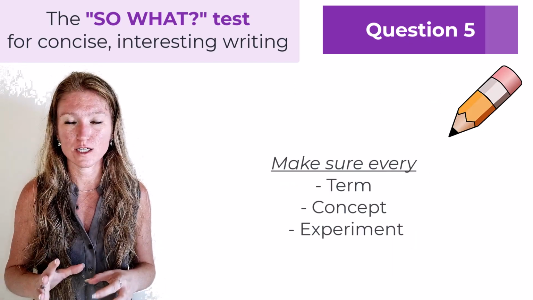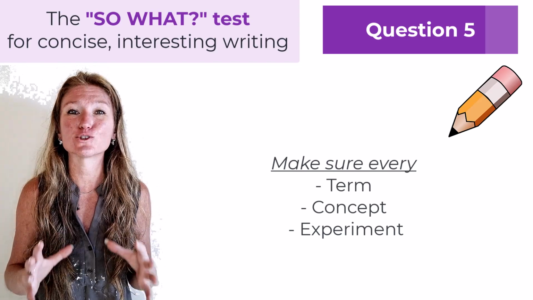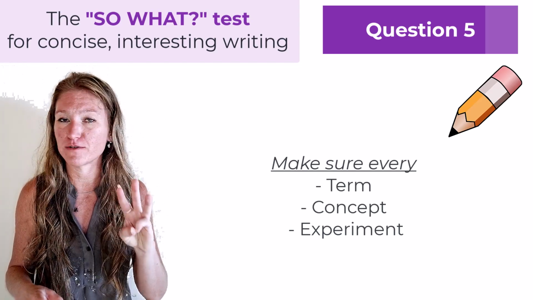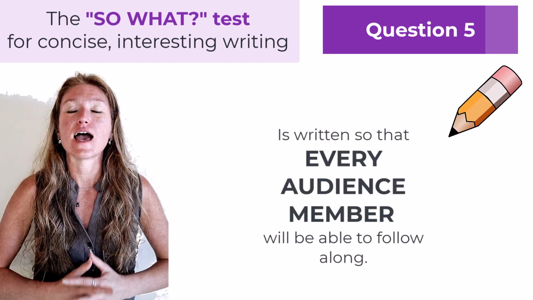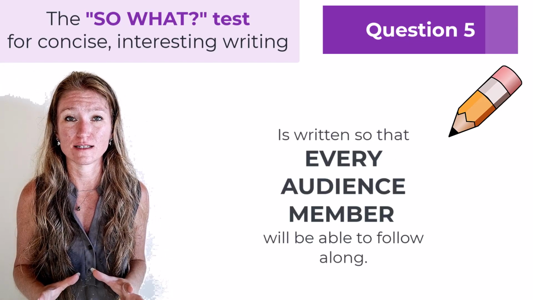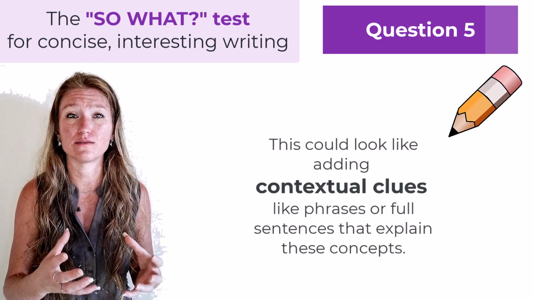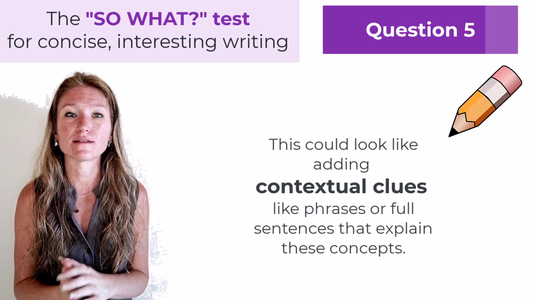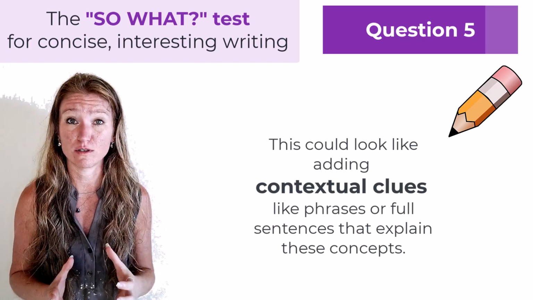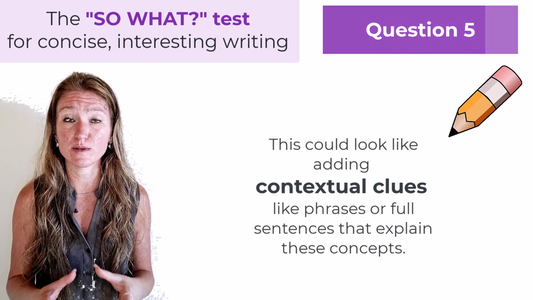So with this question, when you're going through your writing, every sentence, every paragraph, make sure that every term, every concept, every experiment is written in such a way that everybody in your audience is going to understand that. If that means you need to put a couple words here or there to add context, or even add a sentence about an experiment or a method that you did, that's what you need to do, because everything in this document needs to be understandable by everybody in your audience.